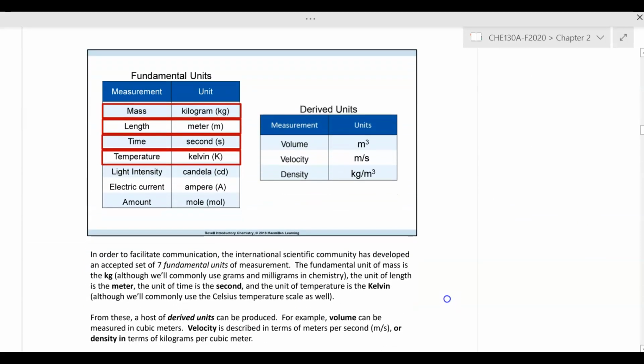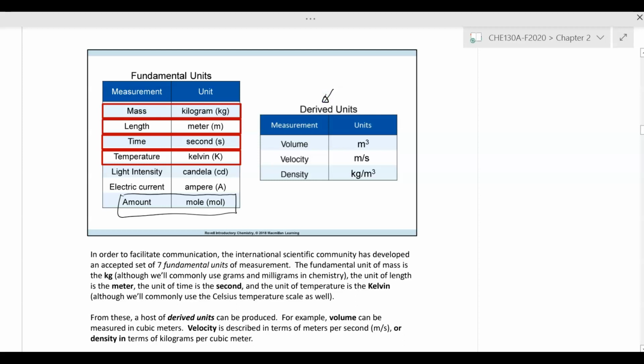So the metric system, or the SI system, we've got these fundamental units, and we tend to work with the ones that are in red here: the mass, length, time, temperature. We'll also use this amount a lot, the moles. That's one that we'll do. And then when you mathematically manipulate a unit, that's called a derived unit. And so there are a lot of derived units.